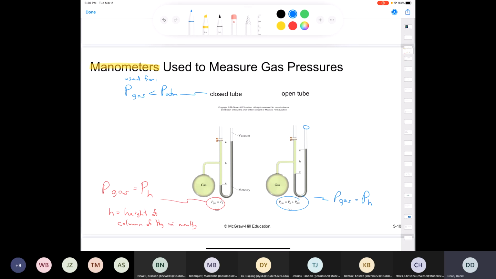If this end is open, there's also atmospheric pressure pushing down here, right? The pressure of the atmosphere is pushing down. And so not only did the gas particles have to push against the mercury, but they also have to push against the atmospheric pressure. And so you have to add not only the pressure represented by the height of the column of mercury, but you've also got to add the atmospheric pressure.